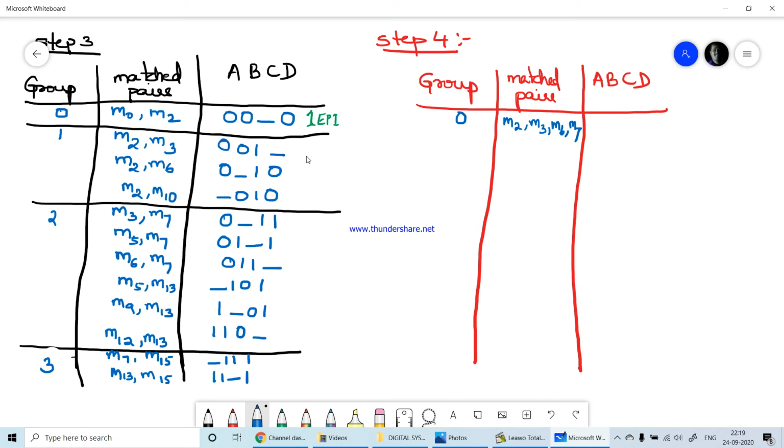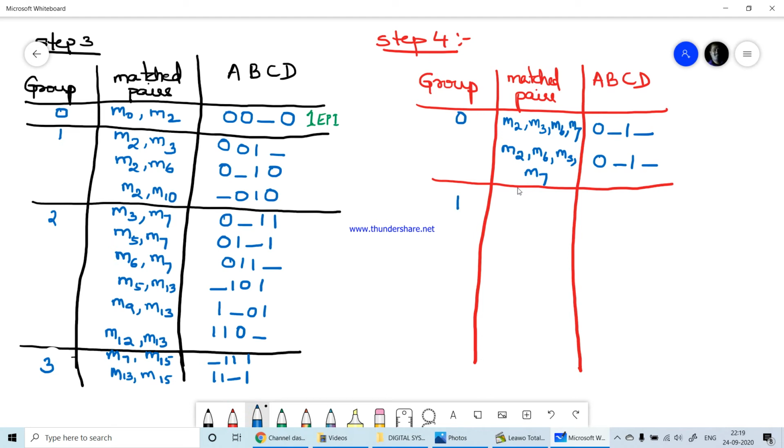0 dash 1 dash 0 dash 1 dash. Similarly, you see M2, M6 mapping with M3 and M7. Can you see M2, M3, M6, M7, M2, M6, M3, M7? All are same, so this value will also be same. So this is one group which you will get comparing 1 with 2. Now comparing 2 with 3, that will give you next group 1, comparing 2 with 3.